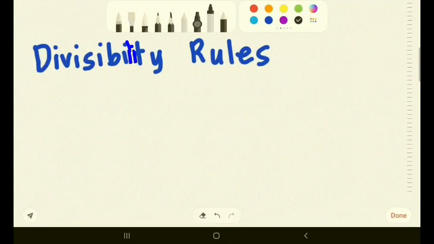Good day, everyone. Today we're going to discuss divisibility rules. But first, what do you mean by divisible? When you say a certain number is divisible by another number, that means their quotient is a whole number. Okay, for example, 5.